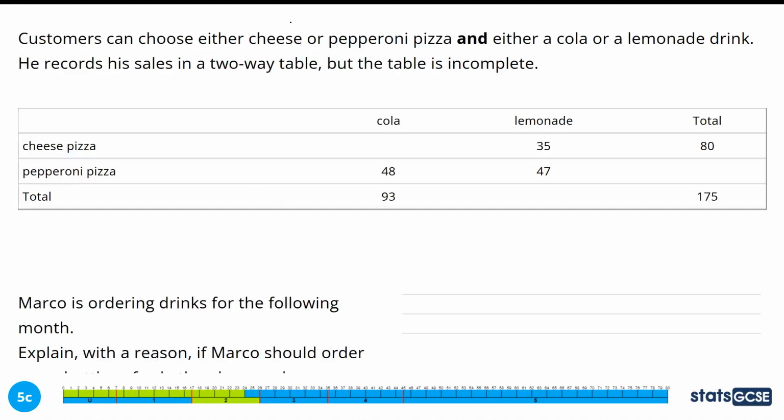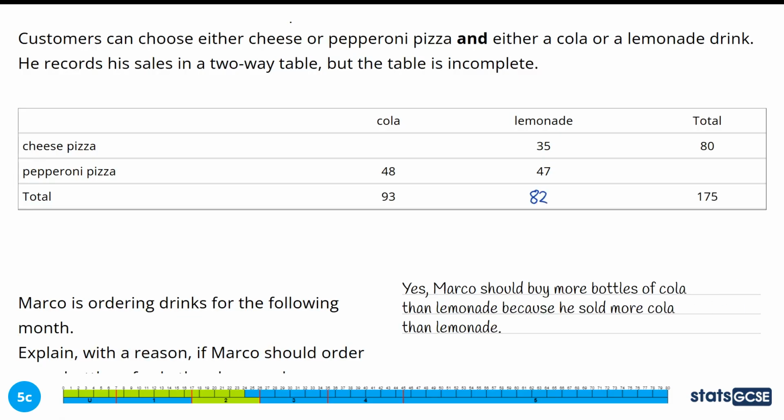Looking at the table, Marco sold 93 colas and 82 lemonades. So yes, Marco should buy more bottles of cola than lemonade because he sold more cola than lemonade.